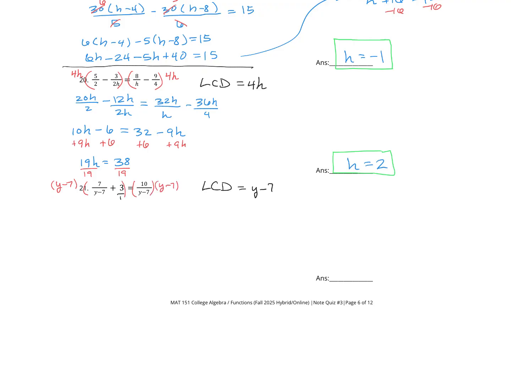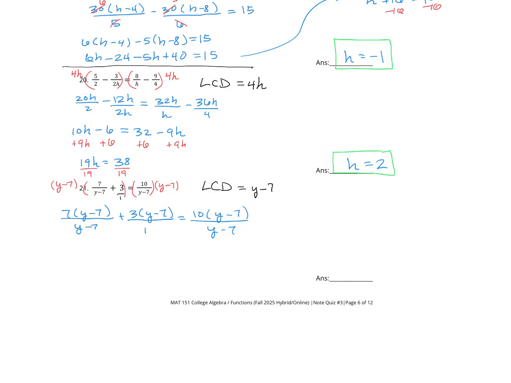All right, so for the first one, when I multiply, I'm going to get 7 times y minus 7 over top of y minus 7. In the second term, I've got a 3 already there, picking up a y minus 7 from distributing, still over top of 1. Other side, 10 times y minus 7, sitting over top of y minus 7.